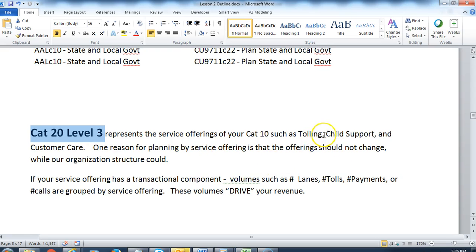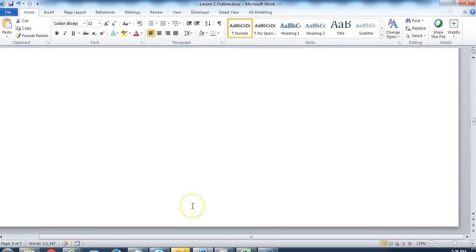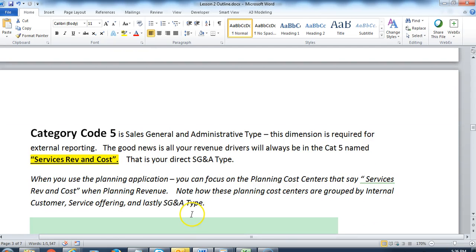Your CAT 20s are where your transactional volumes exist. If you offer tolling as a service offering, there could be a number of tolls and number of lanes associated with that. With child support, there could be number of payments as well as number of calls, as two examples. And lastly, we have CAT Code 5.